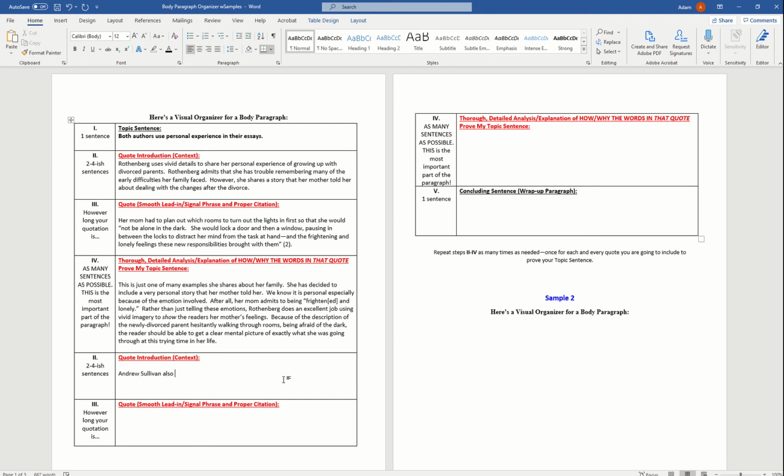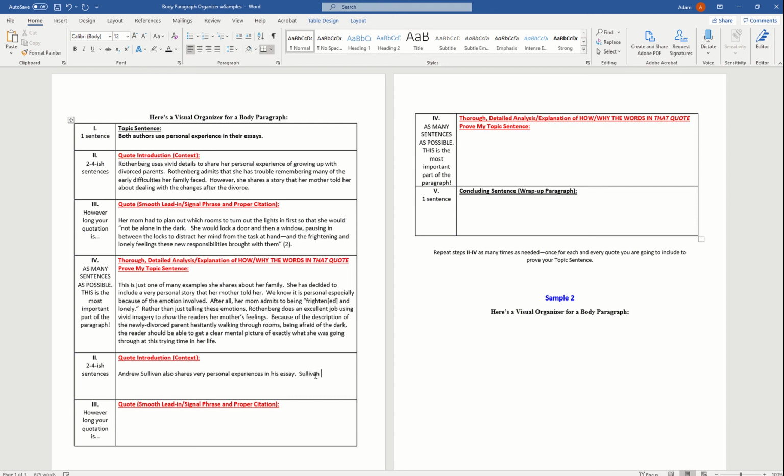Sullivan also shares very personal experiences in his essay. Okay, there's my transition. Oops, quote introduction context. I forgot. And so my context for this quote, I'm going to use the one where he says, I withdrew, I became neurotic, depressed, at times close to suicidal. I think I have that right. I'm not going to take the time to look it up. But if I just came up and said that to you, you'd say, you're depressed, suicidal? Wait. So I have to give you context.